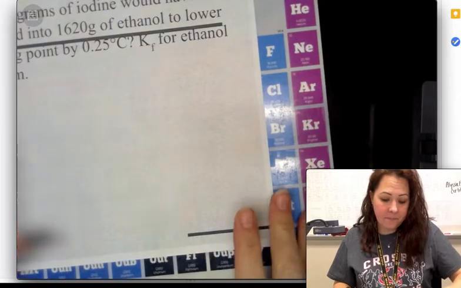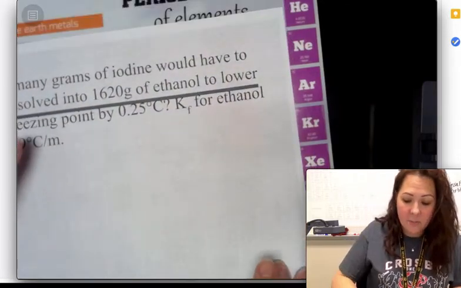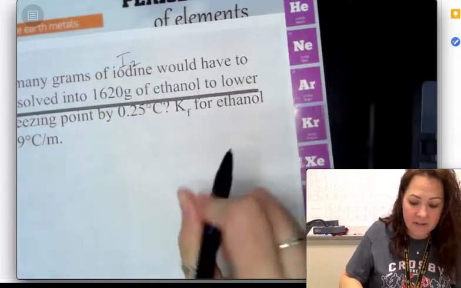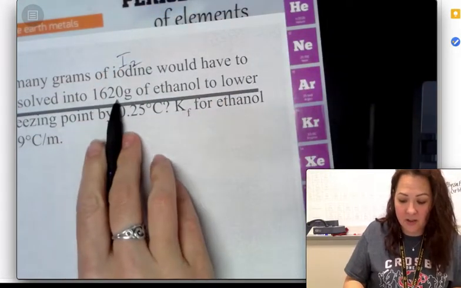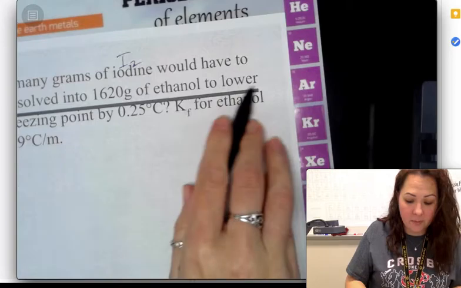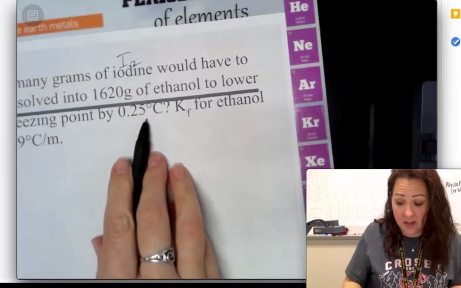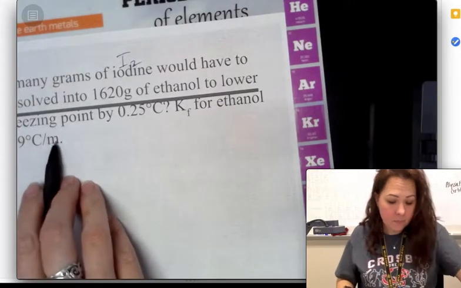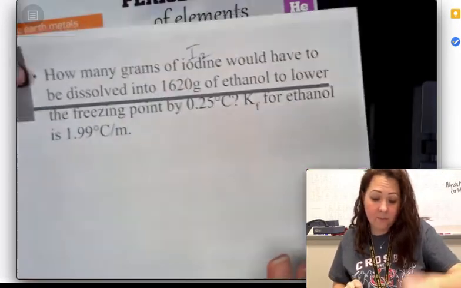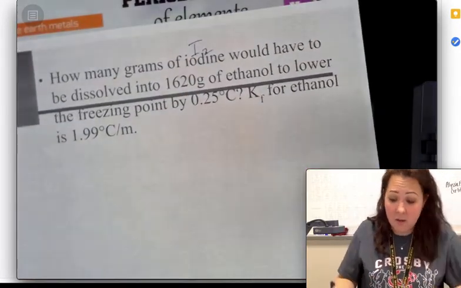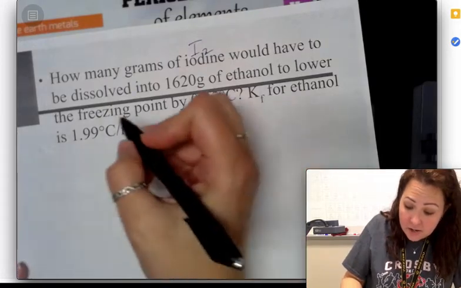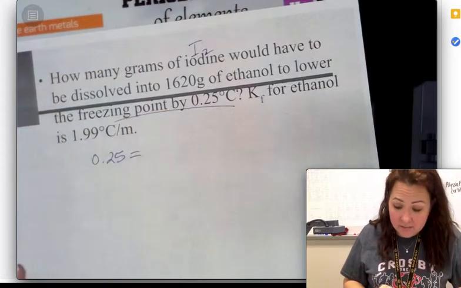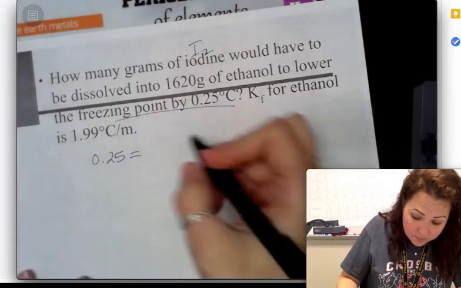Now this one, it says how many grams of iodine, which is I2, would have to be dissolved into 1,620 grams of ethanol to lower the freezing point by 0.25 degrees Celsius. The K value for ethanol is 1.99 degrees Celsius per mole. So with this one, it gives me my change in temperature. It also gives me my K value.